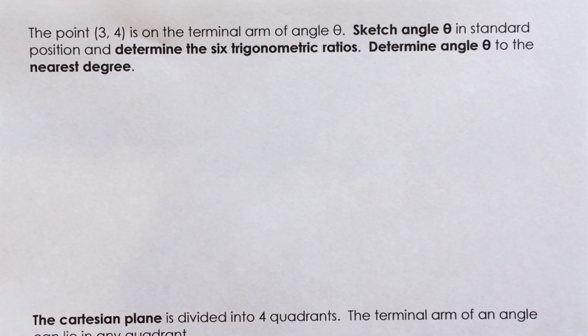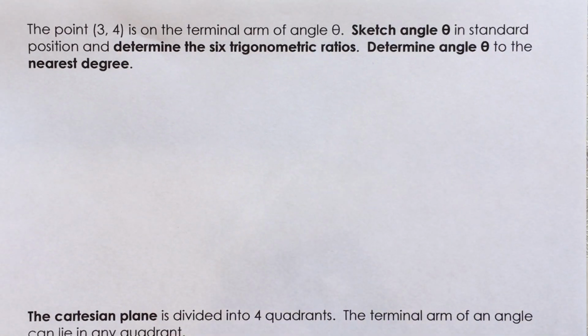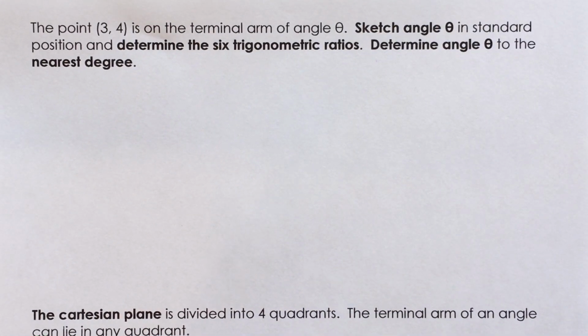All right, so the point 3, 4 is on the terminal arm of angle theta. Grabbing a ruler here, which you guys should have. Sketch angle theta in standard position and determine the 6 trigonometric ratios. Determine angle theta to the nearest degree.